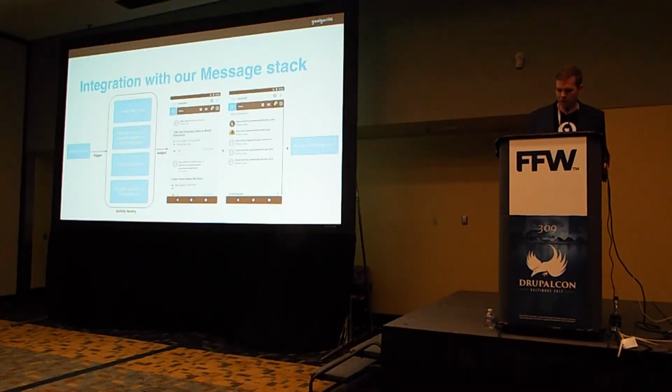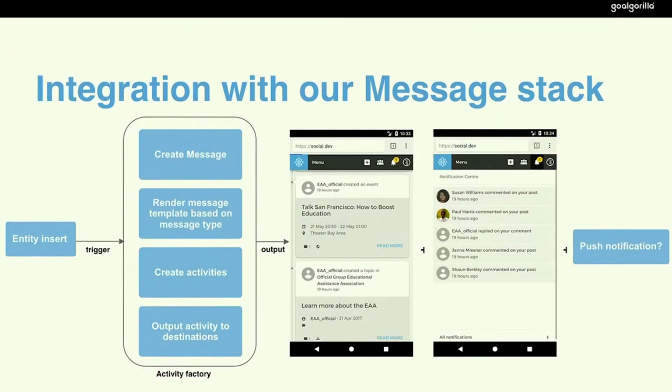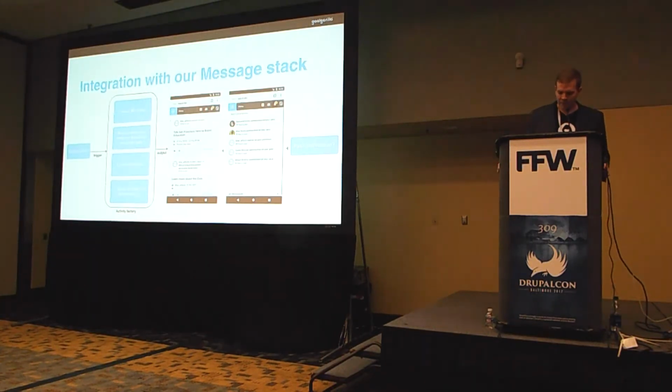The second one is actually the integration with our message stack. What you see here is a really brief overview of what we have in OpenSocial. The creation of an entity, or an update or delete of an entity, actually triggers our activity factory. That activity factory is basically connected to the message stack. You can download it on Drupal.org, so it's a concept module. It will make sure that we create a new message for that message type. We render a message template, and that message template contains tokenized text. So whatever you want in there, you can configure it.